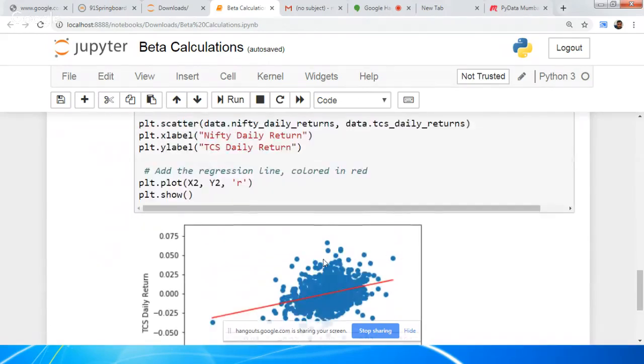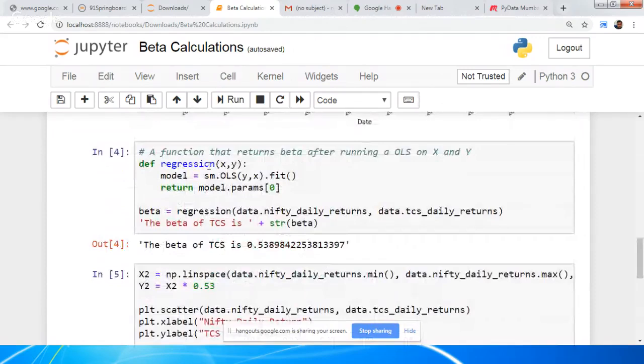So the code for this: I have used the ordinary least squares method, which is available in the statsmodels package, and I have to call a fit method so that it will fit the line, and model.params[0] will give me the beta, [1] will give me the constant, and so on. But we are not interested in that, we are just interested in beta. So you can directly use this method and get the beta. So the beta for TCS is 0.53.